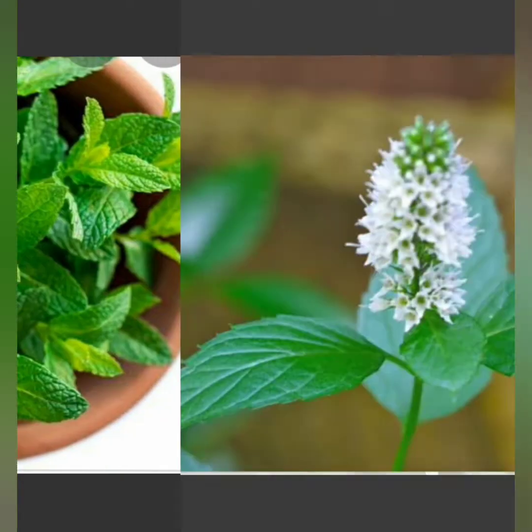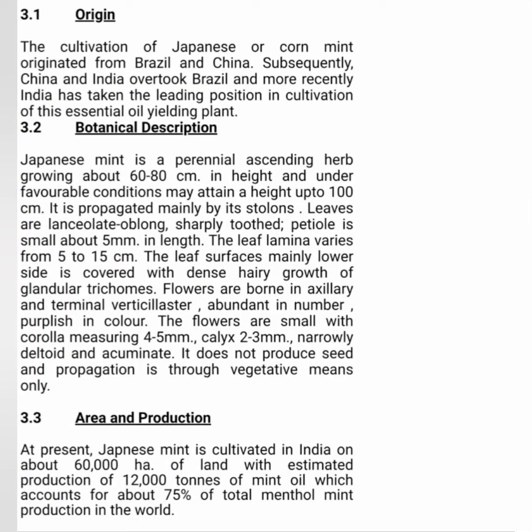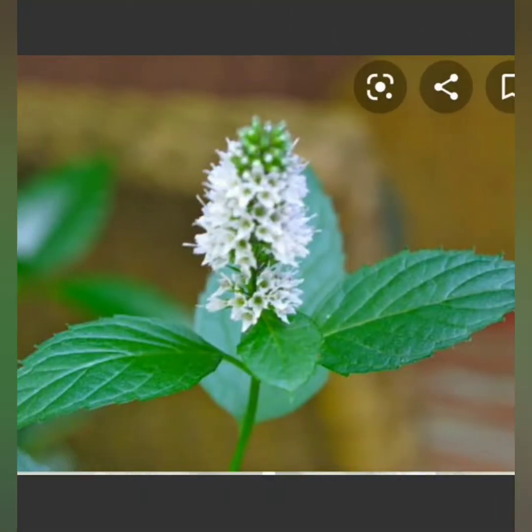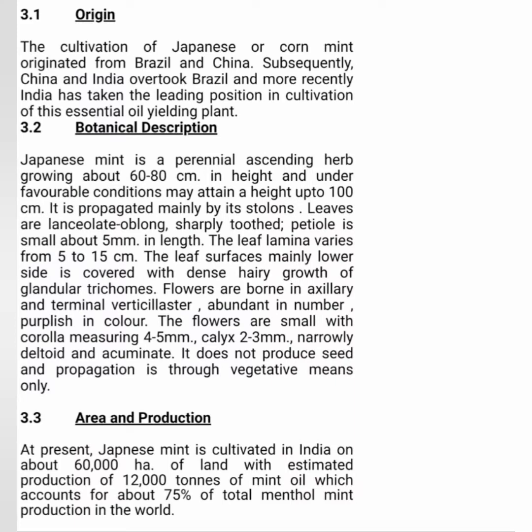So this is the structure of the leaves, and the leaves are also sharply toothed. You can see they have very sharp teeth on the side of the leaf. And the petiole is small. The petiole of the leaf is small, only about 5 millimeter in length.